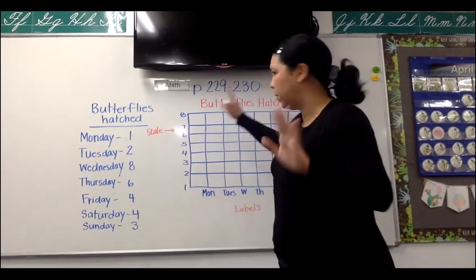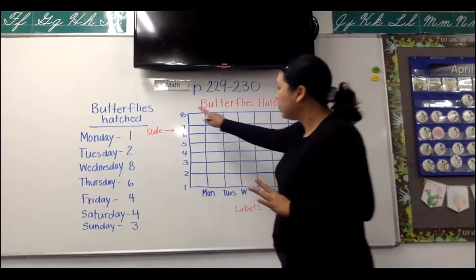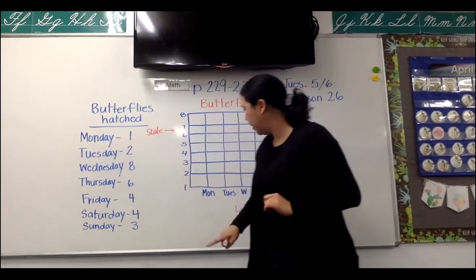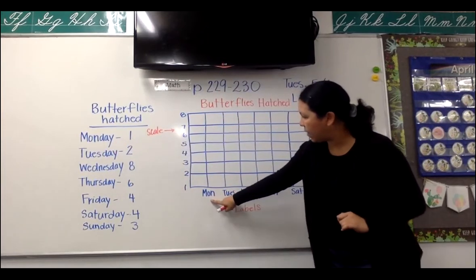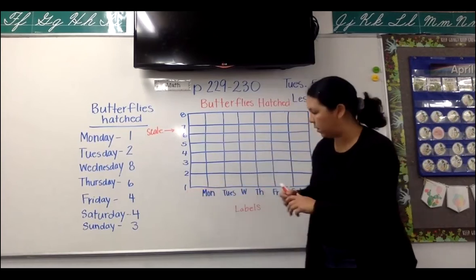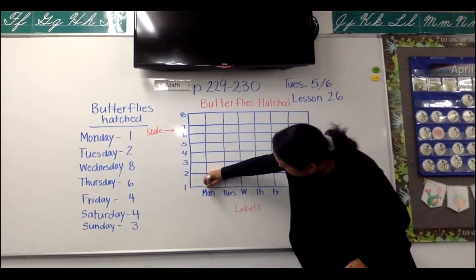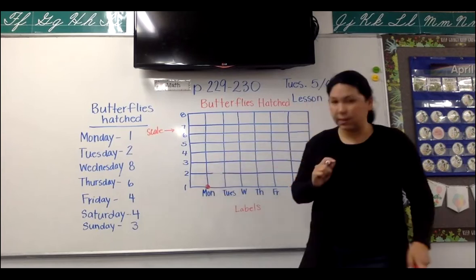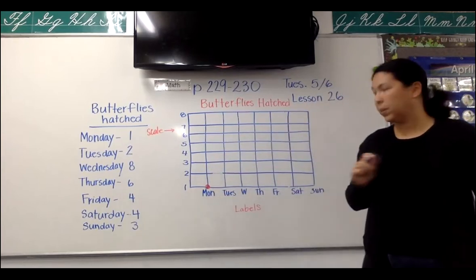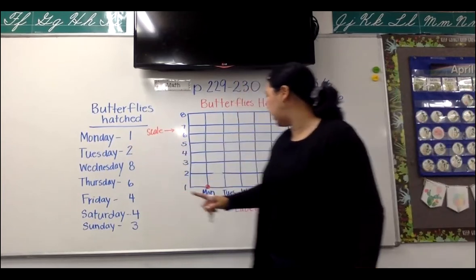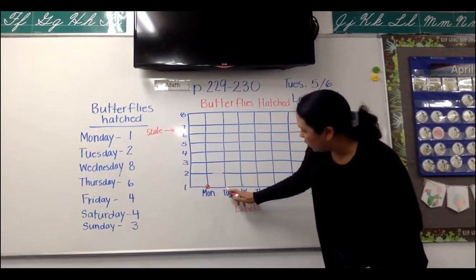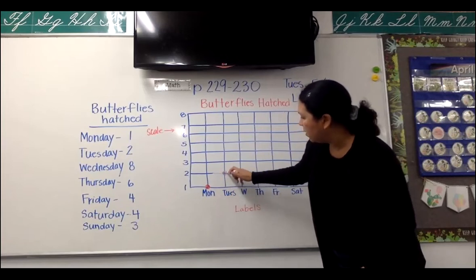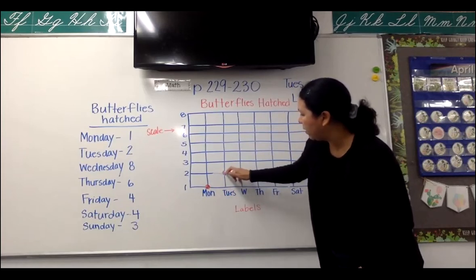Okay, so this is how we plot it. We look on our day, Monday, one. I go to Monday, and then I find the one. Oh, one is right in the first line. And I put a dot right on the Monday spot, okay? All right, so let's go to Tuesday. How many on Tuesday? Oh, there were only two. So I go to Tuesday, this was one, this is two, and I plot it there, okay?